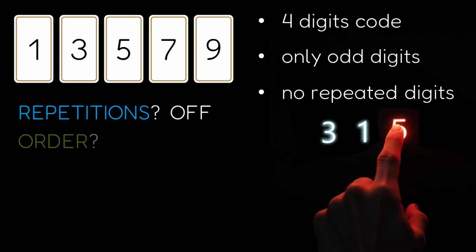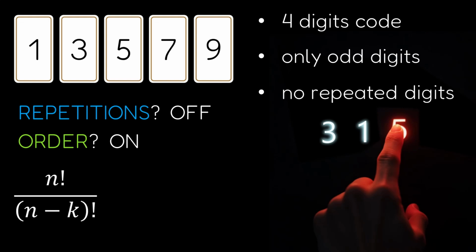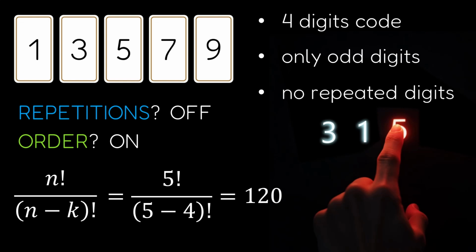Then, is the order important? Well, in codes, the order of the digits matters a lot. So, we are in the second quadrant, permutations without repetition. The formula to calculate this is n factorial divided by n minus k factorial, which gives us 120 possible codes, and that's the problem solved.